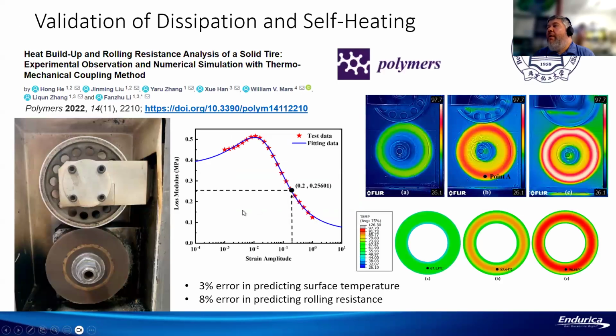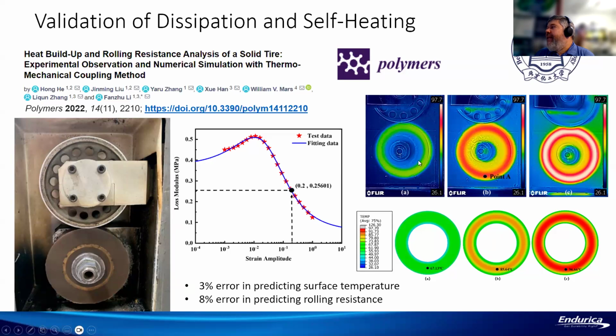I mentioned thermal effects. This was a validation study that was done in China, and they modeled a solid cross section rubber wheel and used our code. The Endurica code does have a capability to calculate self-heating, right? Viscoelastic heating in the rubber, so you can calculate the temperature. And so this image just kind of summarizes that work.